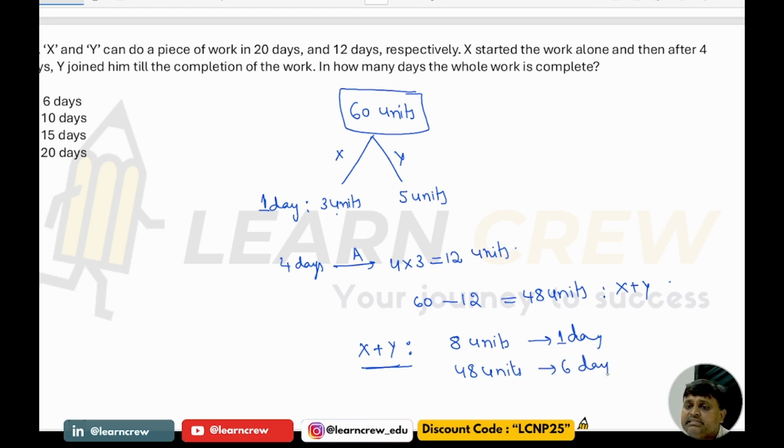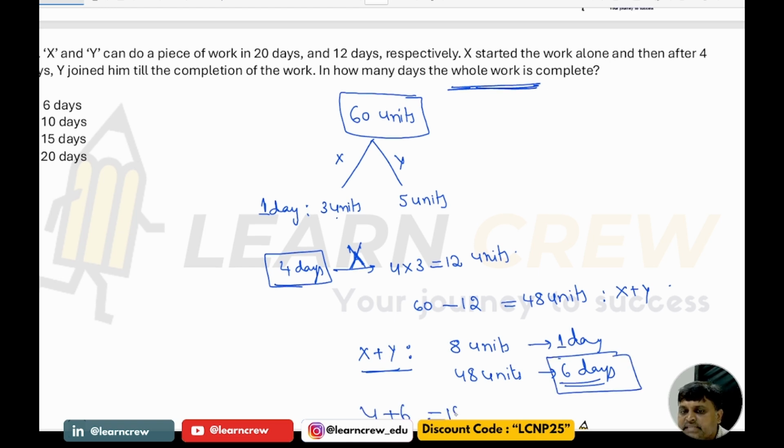But is it asked for the remaining work or the total work? Total work. Total work means A alone for 4 days, that is X alone for 4 days, and X and Y together for 6 days. So the answer is 4 plus 6, which is 10 days.